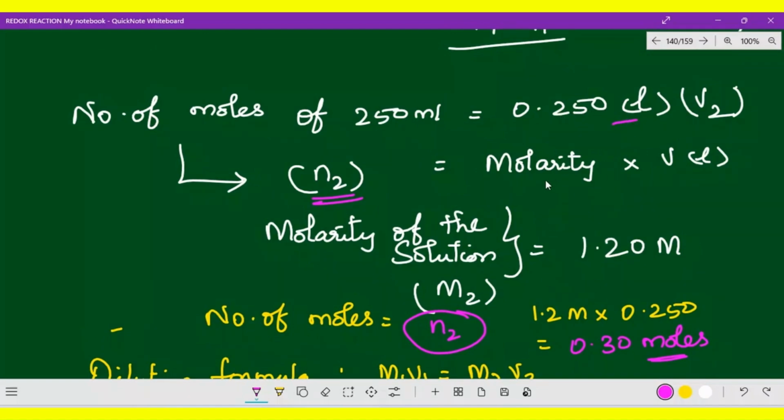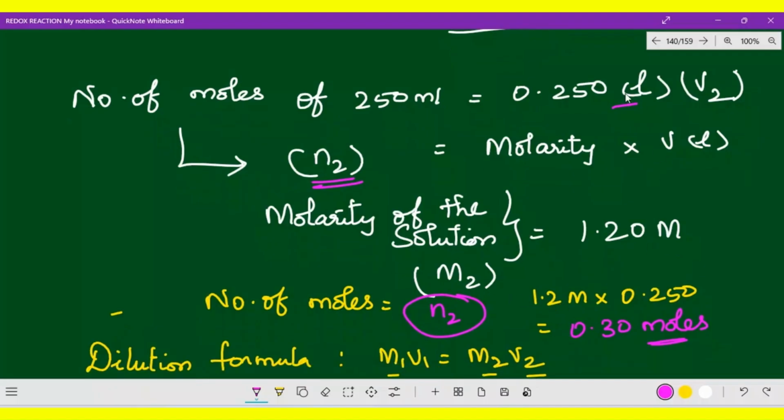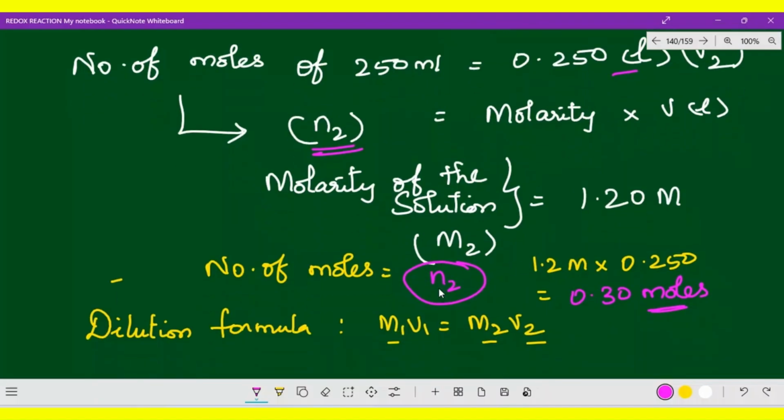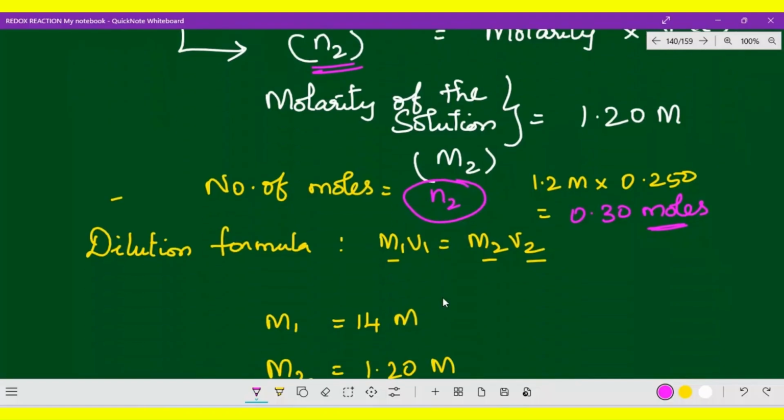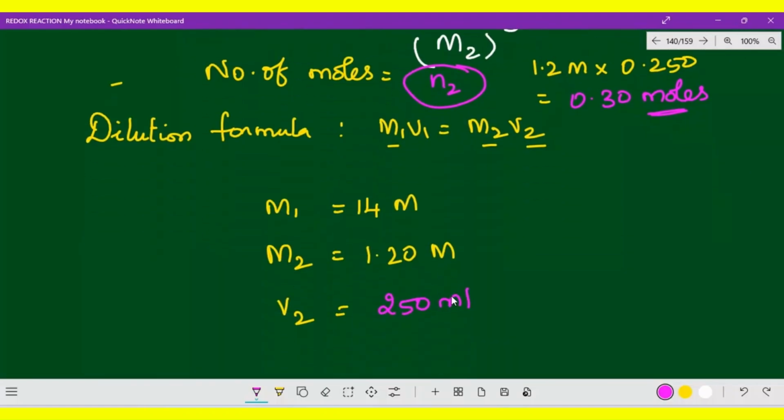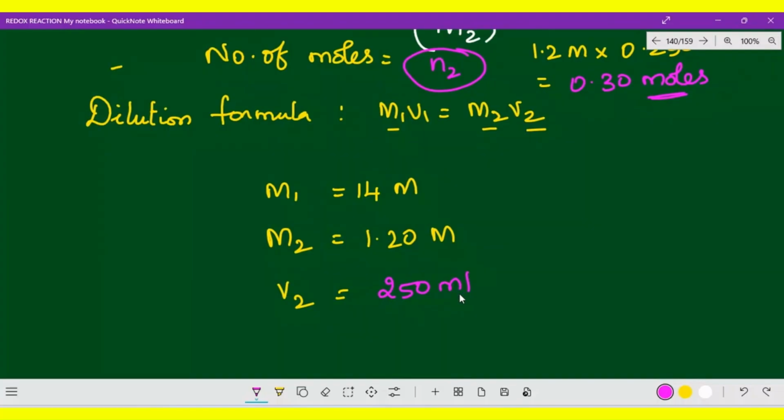Because molarity times volume in liters gives the number of moles, that is the reason we converted into liters. But here in the question, they are asking for the volume in milliliters. So let it be 250 mL. For such kinds of questions, how many milliliters are required, so let it be here.